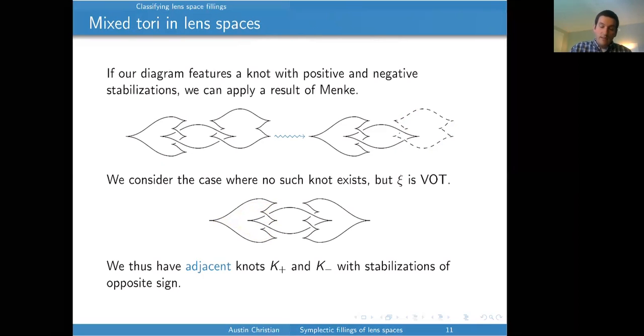So in this case, we're going to identify some knot K plus and some knot K minus in our diagram. We require that these be adjacent in the sense that there are no stabilized knots between them. So maybe they are separated by some number of knots with no stabilizations, as happens here. But there are no stabilized knots between them. So K plus is to the right of K minus, just without loss of generality. I mean, the argument works the same. K plus has only positive stabilizations, K minus only negative, and there are no stabilizations between them.